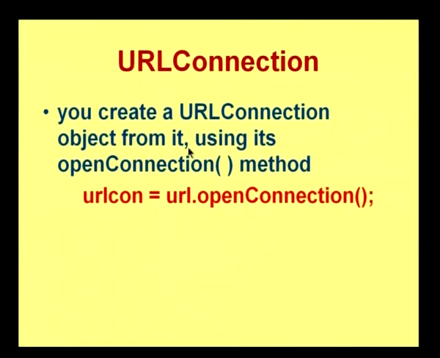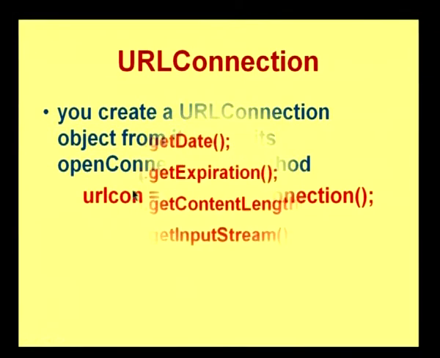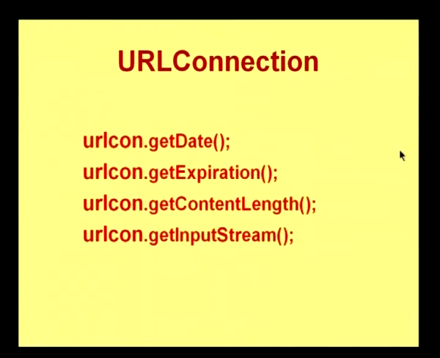Whereas URLConnection is a class that we are going to see now. You can create a URLConnection object from your URL using its openConnection method. Here url is an object of class URL, and I have a method called openConnection which is going to return a connection of a URL. This URLConnection is going to directly connect to the particular resource on the network.